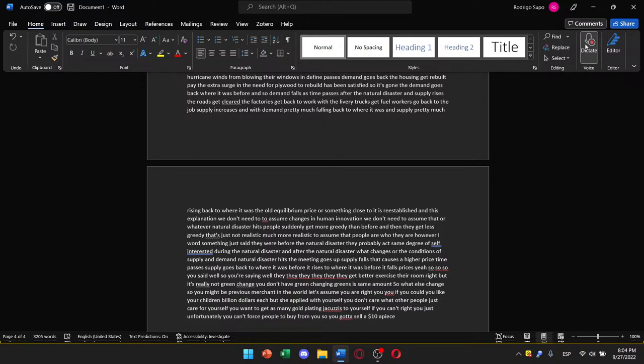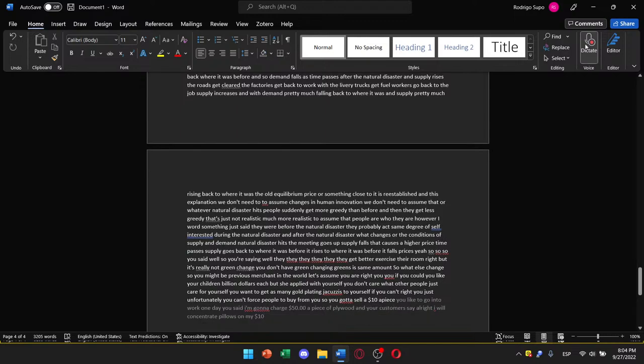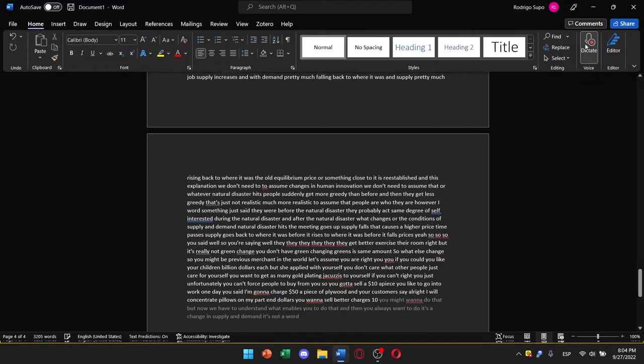You'd like to go to work one day and say, I'm going to charge $50 a piece for the plywood. And your customers say, all right, I'll go across the street to Lowe's and buy it for $10. If you want to sell me any plywood, you better charge me just $10. But now we have to understand what enables you to do that, even though you've always wanted to do it. It's a change in supply and demand. It's not a change in rule. You don't get a very good explanation by explaining these price changes as a result of greed.